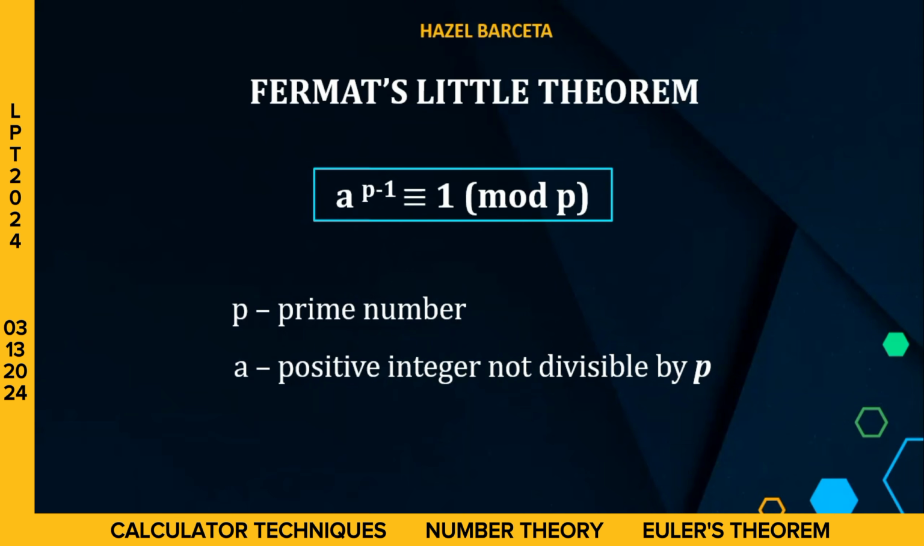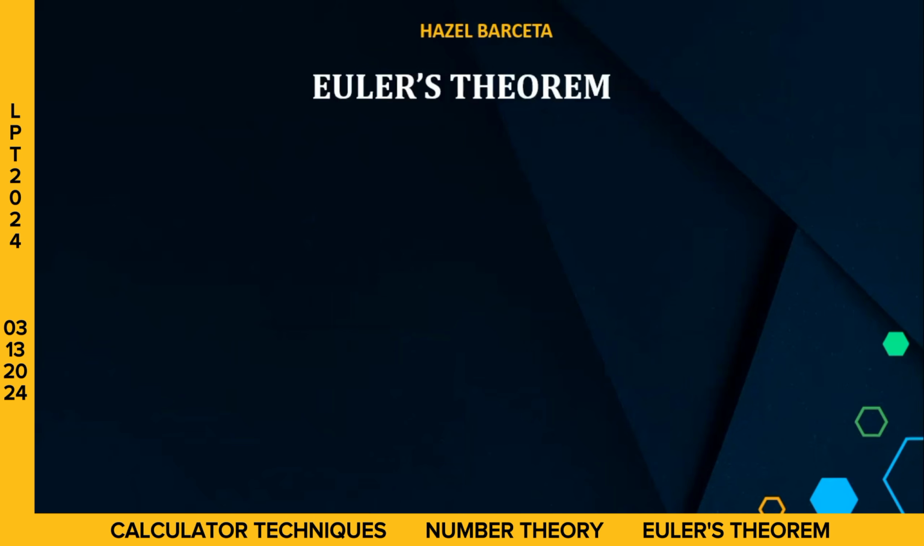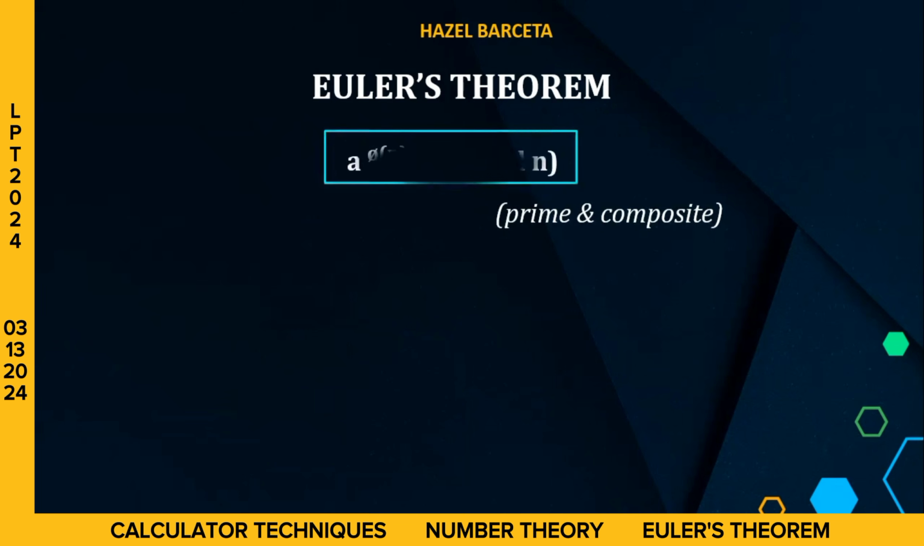Pero, kay Euler's po, pwede ang prime at composite. So, kailangan po natin itong ma-master. Ano po ang formula natin? We have A raised to PHI of N, which is congruent to 1 mod N. This PHI of N is also called as totient of N, kasi ang tawag po natin dito ay Euler's totient function. I-discuss din po natin maya-maya.